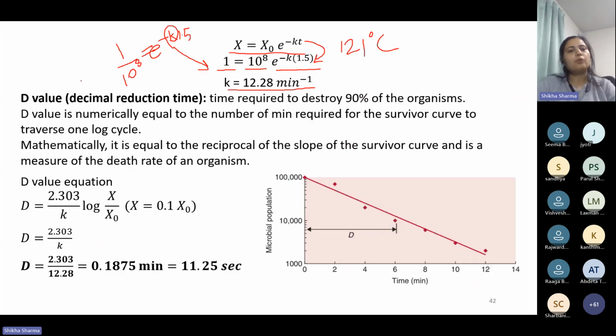In this question, we came across the term D value. So let's understand what D value is. D value is basically the decimal reduction time, which means the time when the microorganisms are destroyed to 90%, and it is also the number of minutes required for the survival curve to traverse one log cycle.